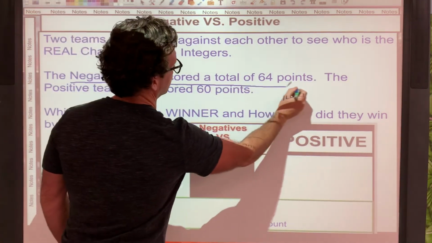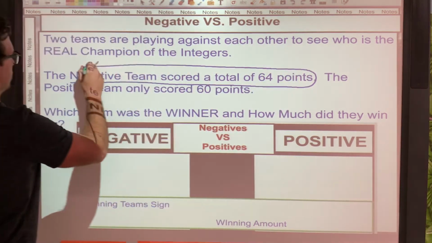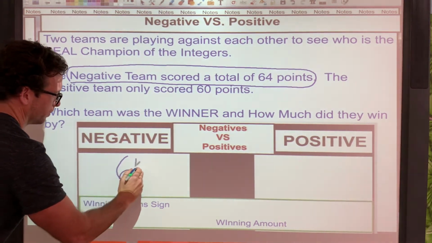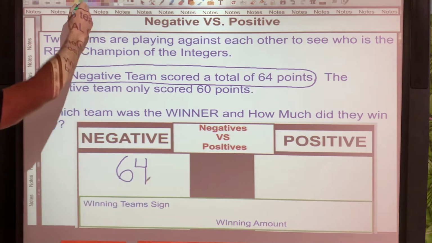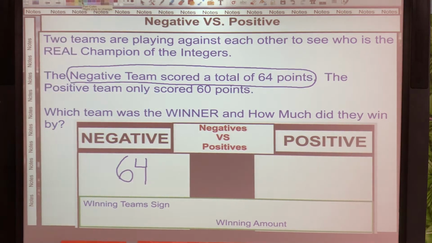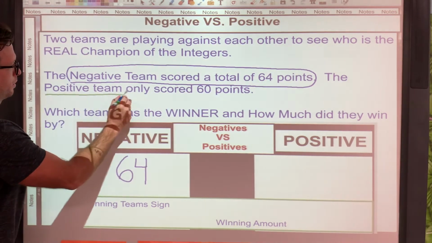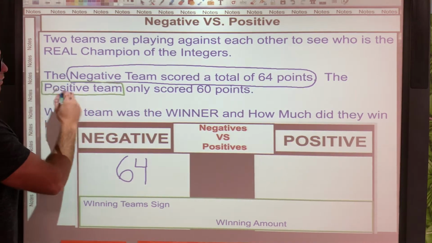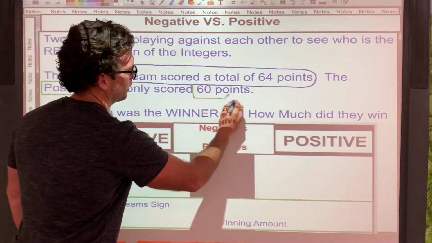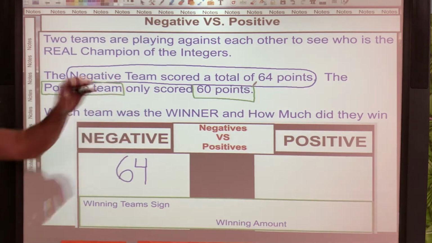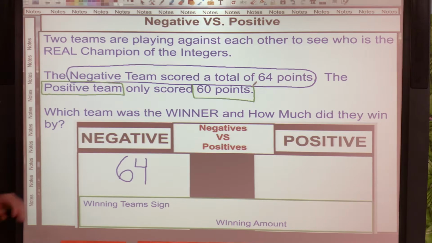So let's mark up our text. I'm going to go ahead and put this on our scoreboard. The positive team scored only 60 points. Don't forget to mark your text. Take out the important pieces. Remember, it's math class, so always look for those numbers.